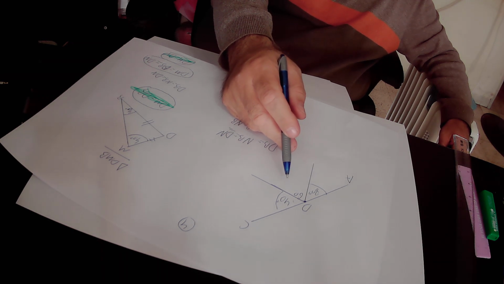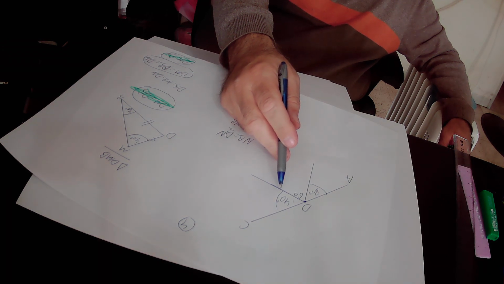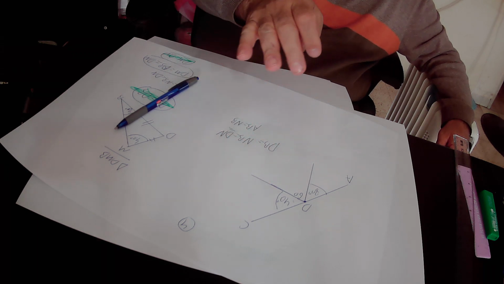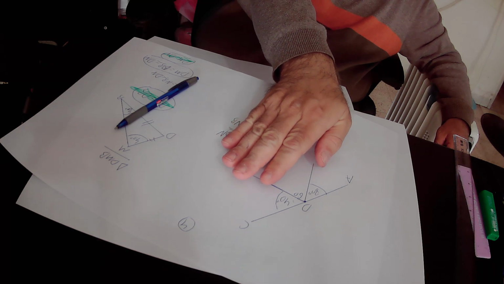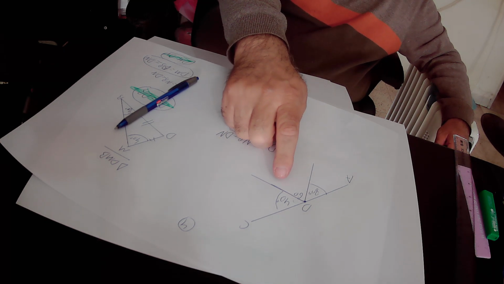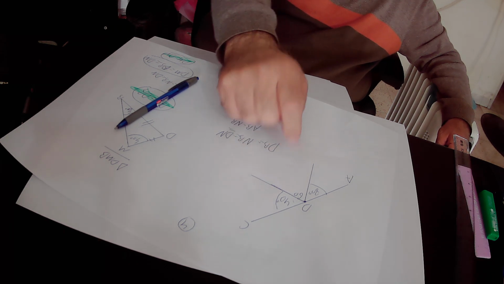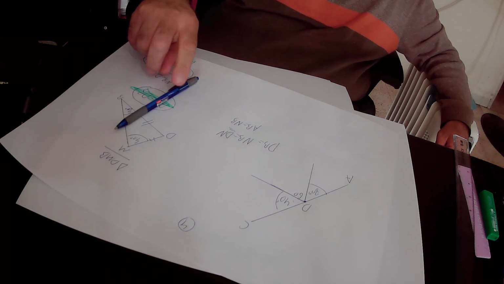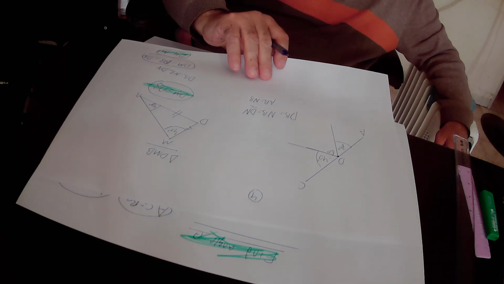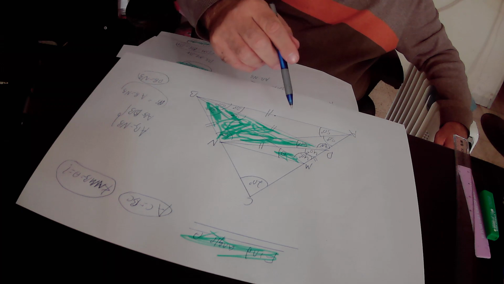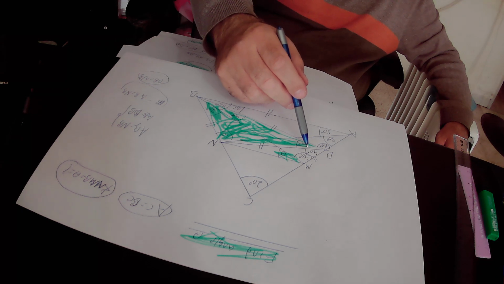80 plus 60 is 140. Therefore, the missing angle must be equal to 40 degrees, according to the rule that the sum of the angles on one side of a straight line is equal to 180 degrees. The sum of the angles on this side of the straight line CA at point D must be equal to 180 degrees. 140 plus 40 is 180. So this angle equals 40 degrees. This is actually angle MDN, which is equal to 40 degrees.